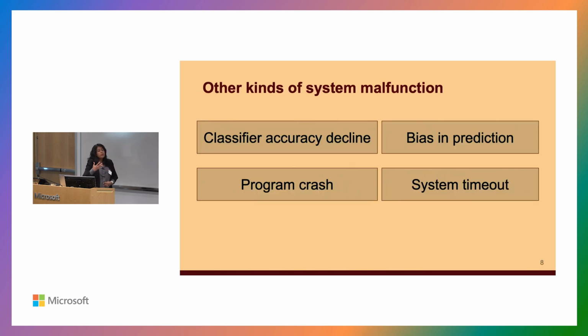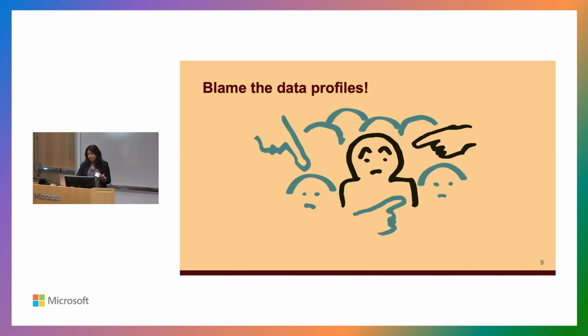When I say issues, what could the issues be? One could be the classifier's accuracy declining. Another is what I just talked about, the bias in prediction, or unfairness. It could be crashing a program when, say, the system is assuming data is always 4 bytes, but the data happens to be 4 megabytes or something like that. In all of these cases, the system is assuming something about the data which is not true.